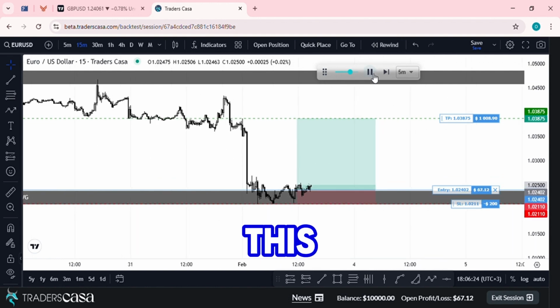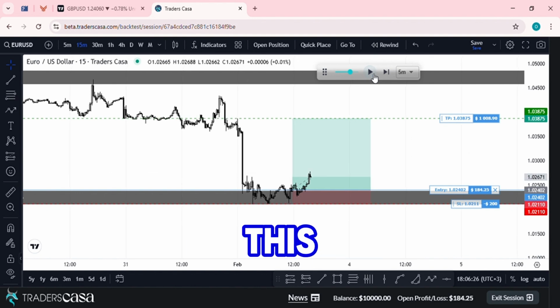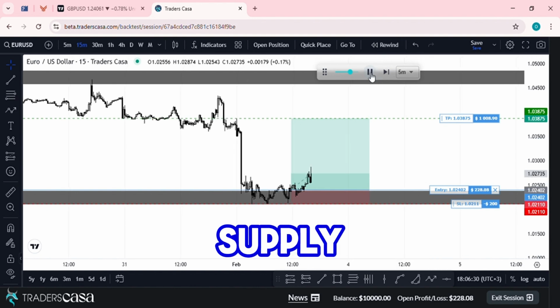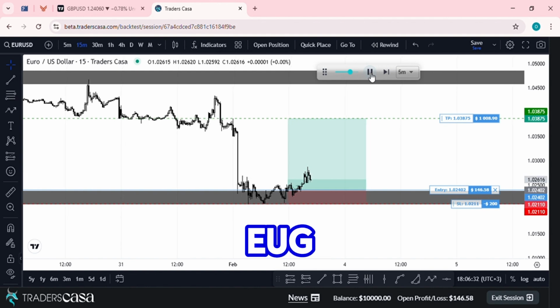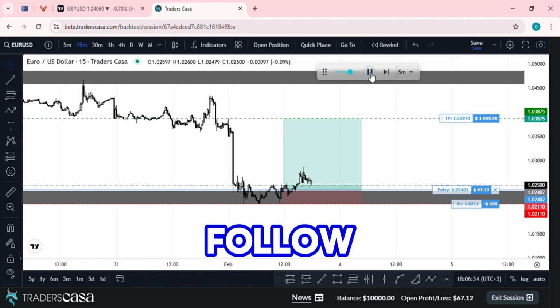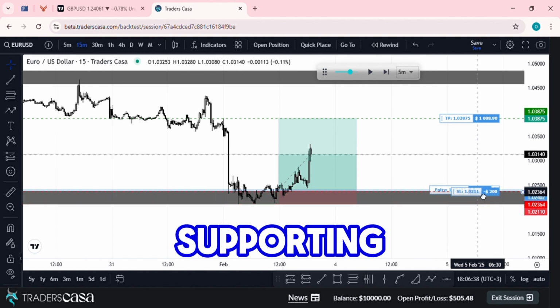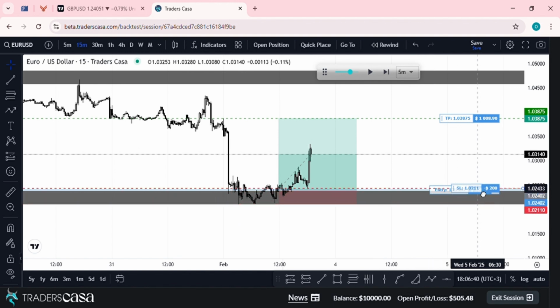This indicates to me this is a manipulation and therefore this becomes a protected high. This gives me clarity to say this could be a real supply zone based on this EU GU divergence. Now when I see the follow through and I see we have another inducement here and push down, this is supporting to me that this could be the protected high. So even though I have the inducement low, I'm okay with this area.